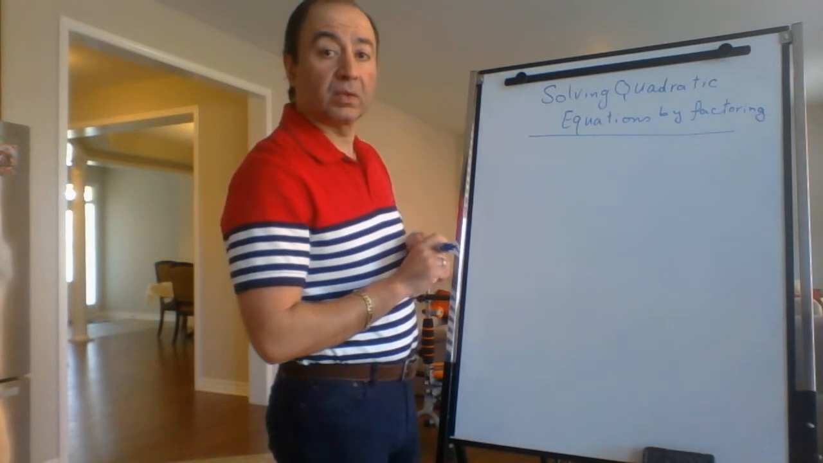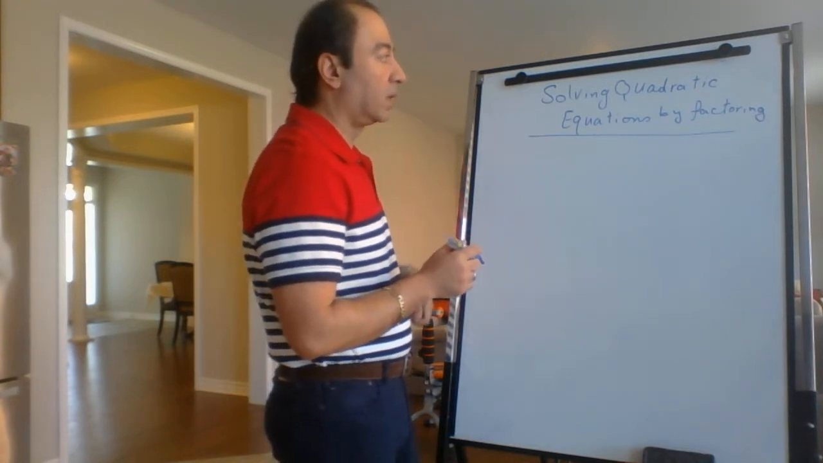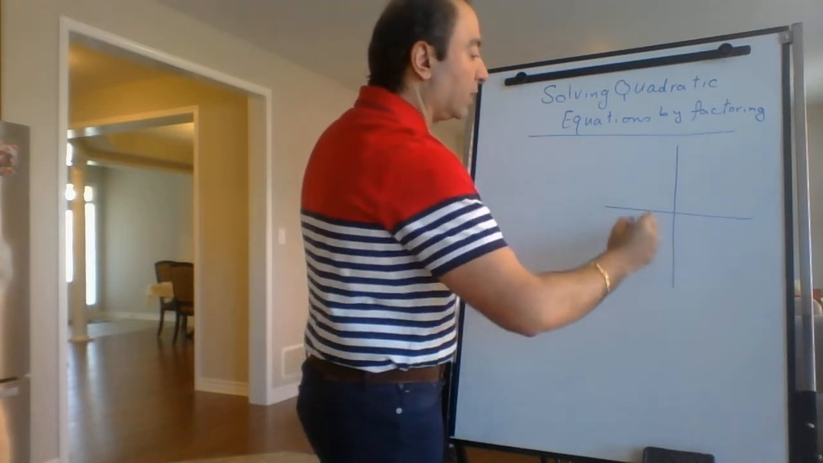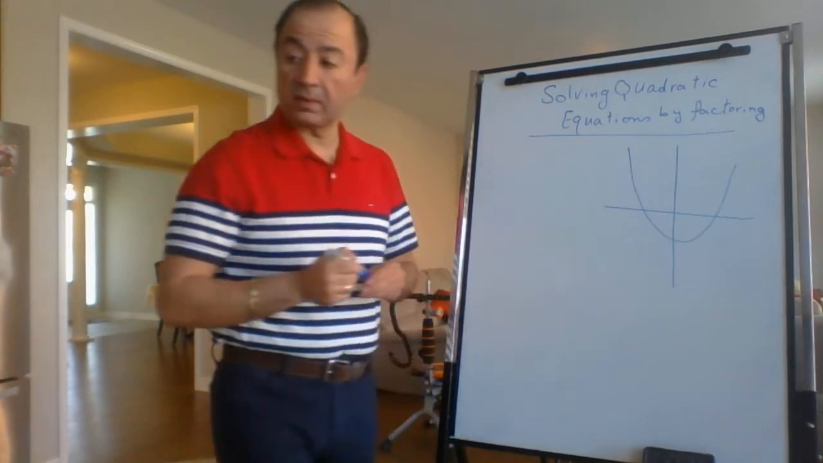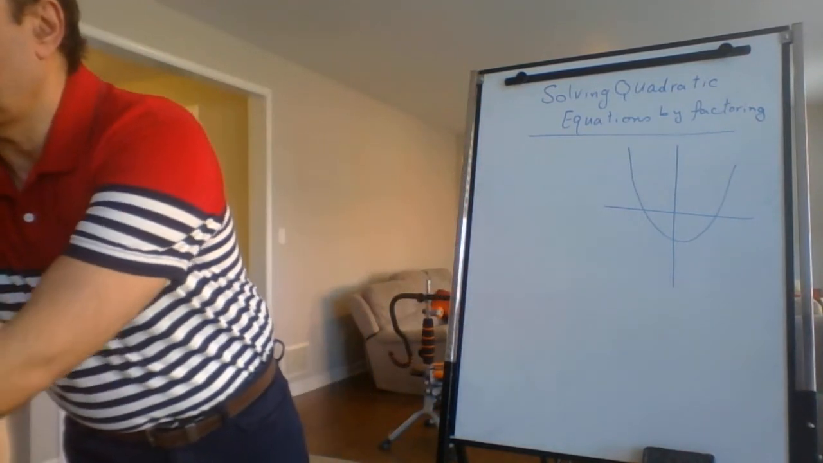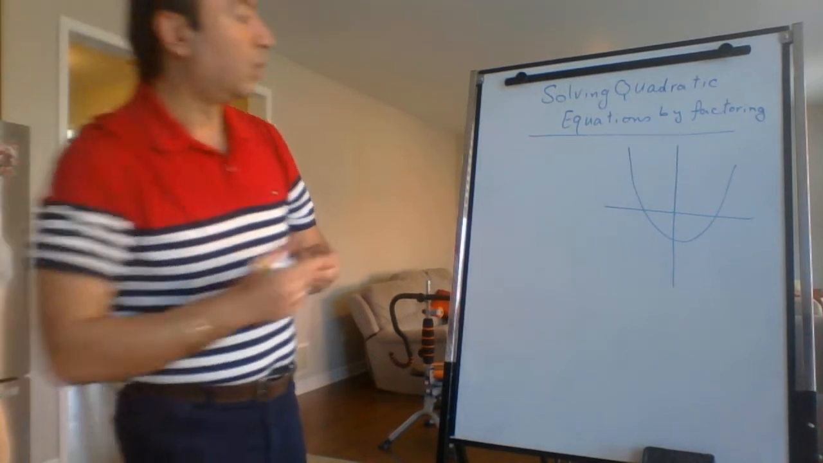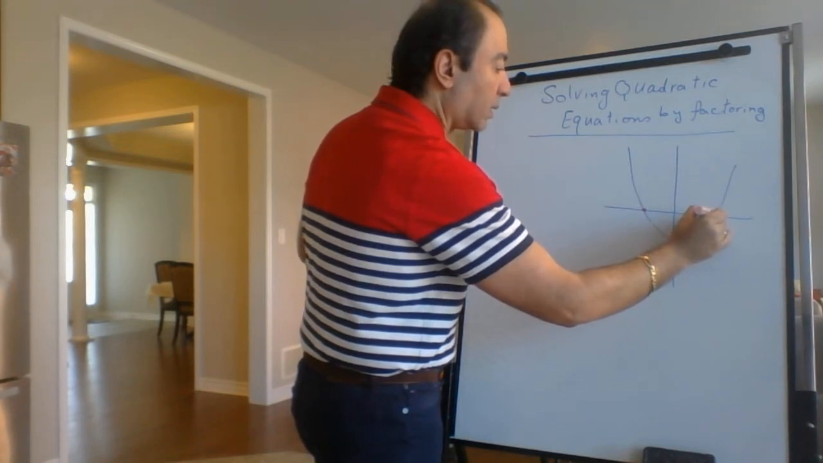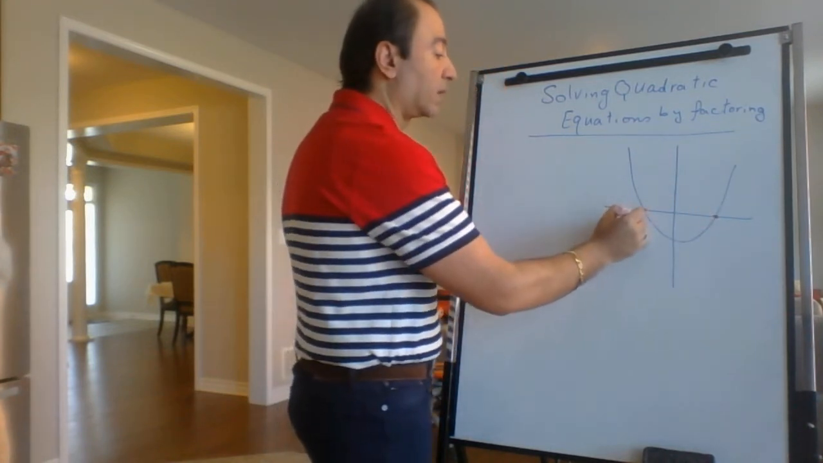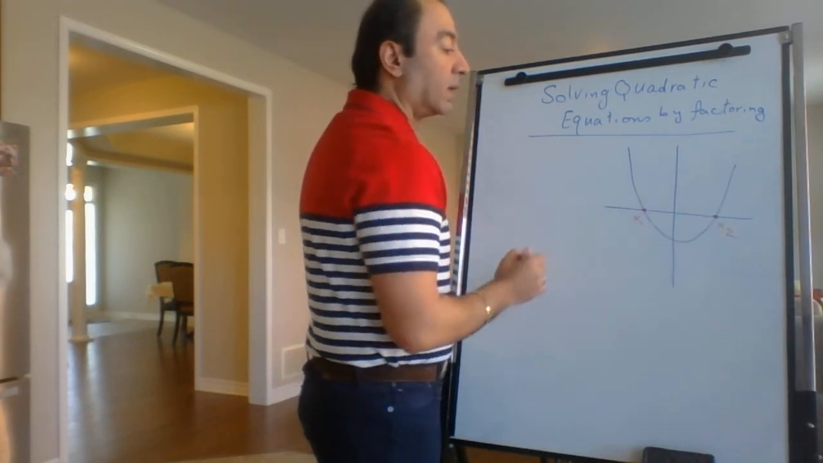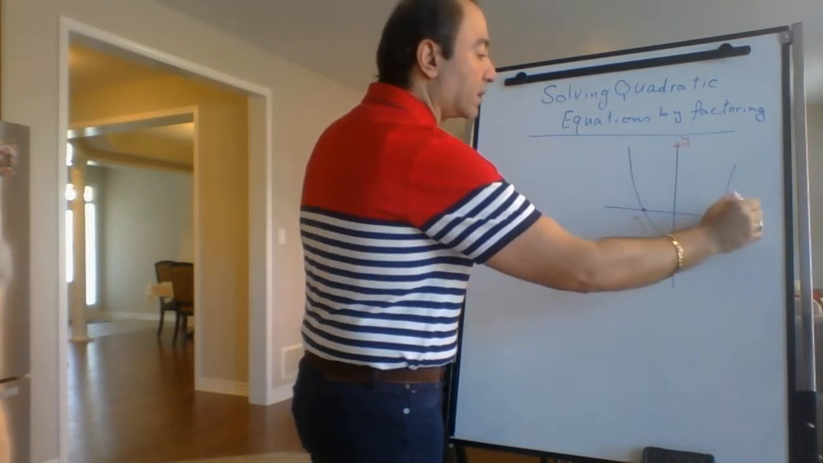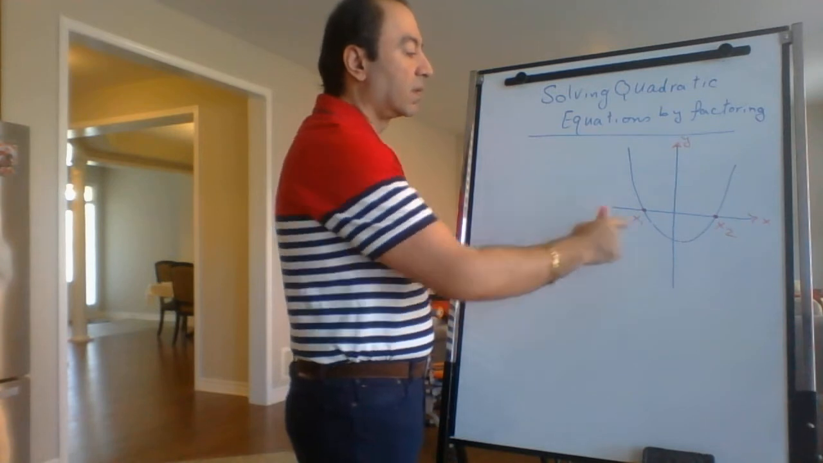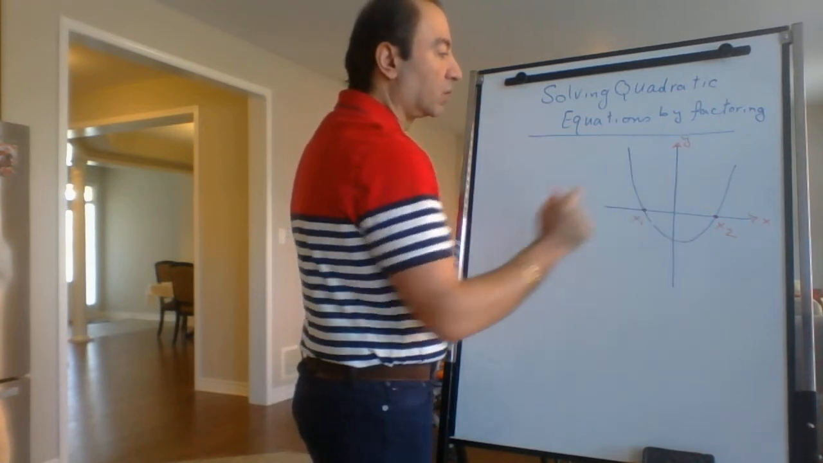The second thing I wanted you to know is the meaning of solving a quadratic equation. By solving a quadratic equation, actually we are trying to find the x-intercept, where this parabola will cut the x-axis. So those are the solutions. Those are the x values that I want to find. This is the y-axis, this is the x-axis. So where the curve cuts the x-axis, this is the solution. These are the values I want to find.